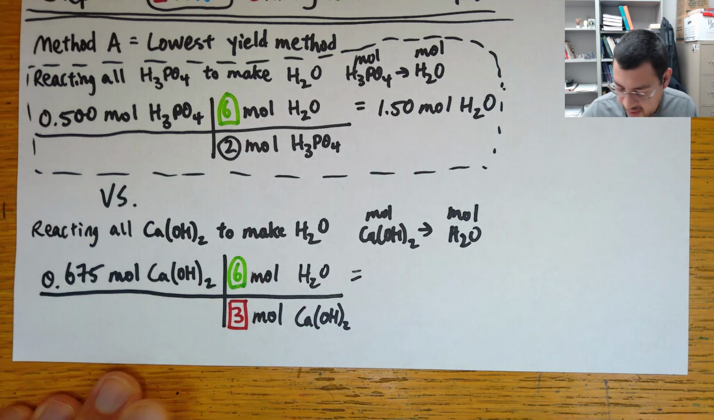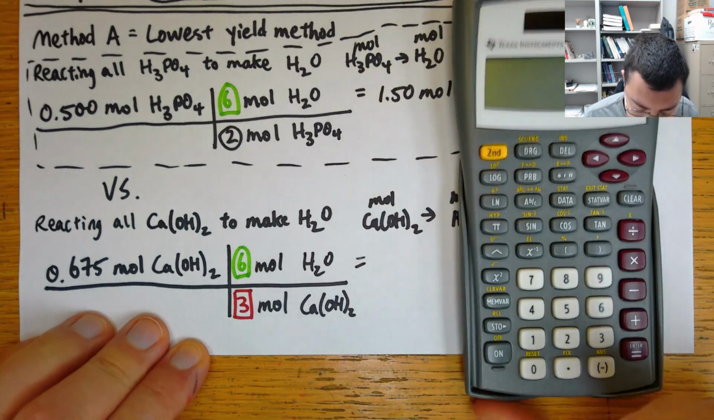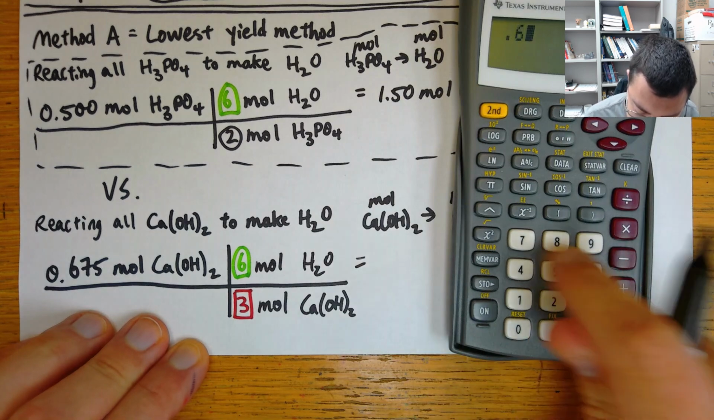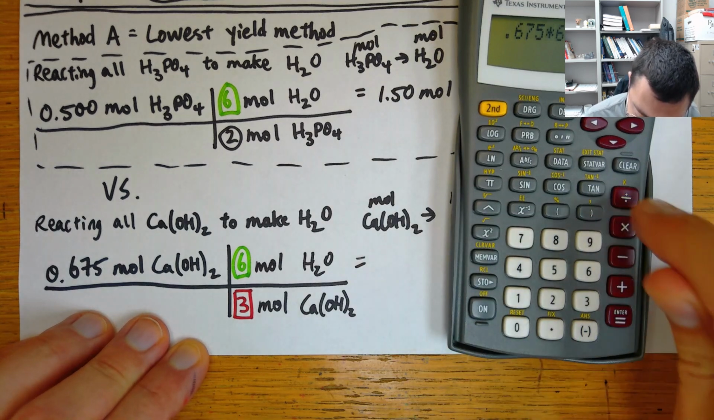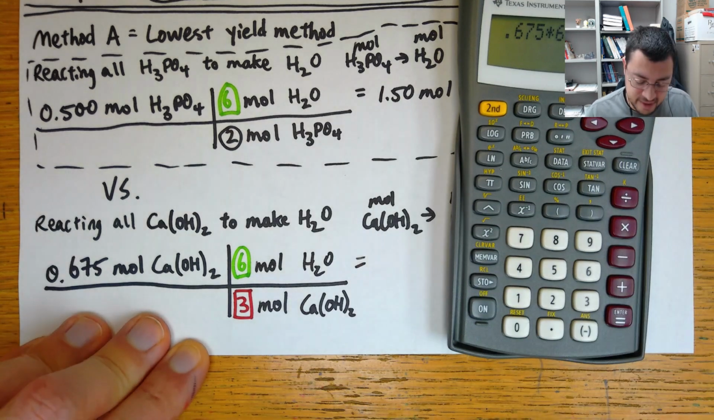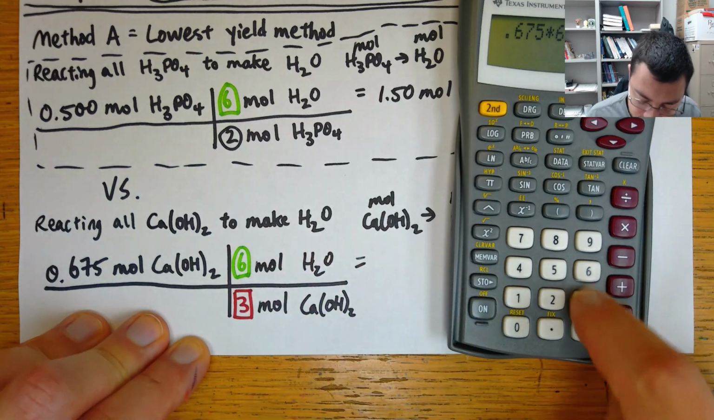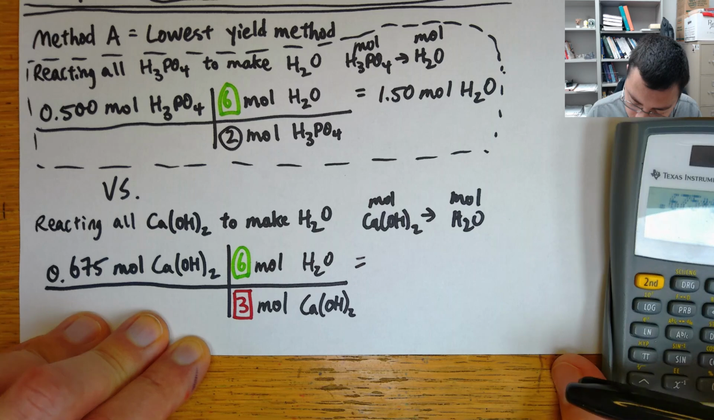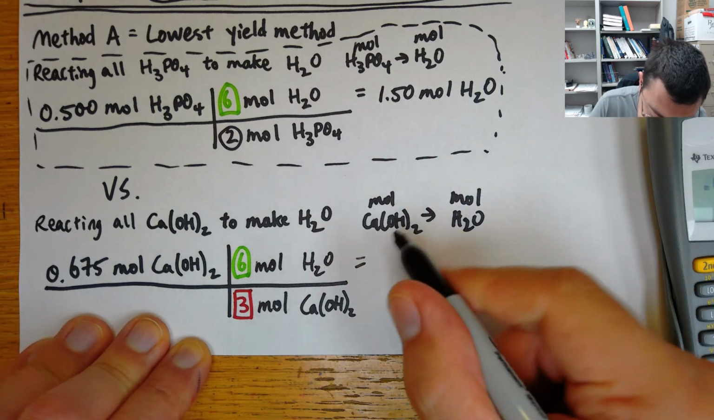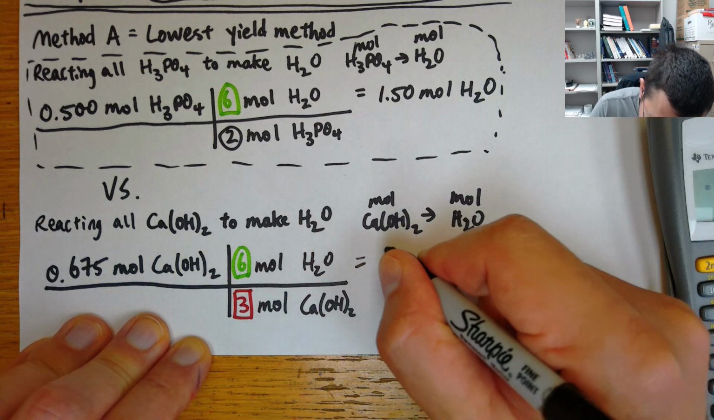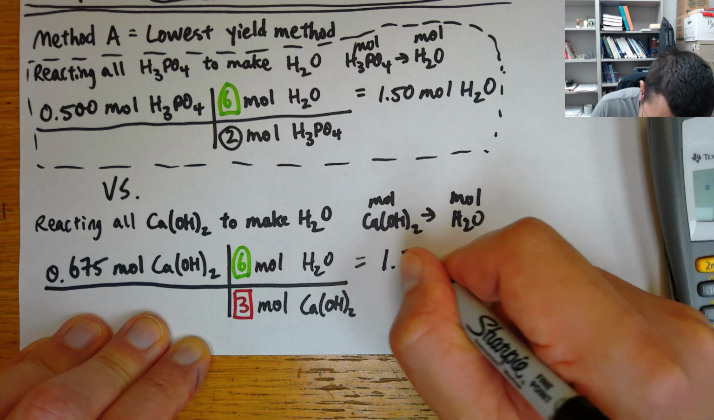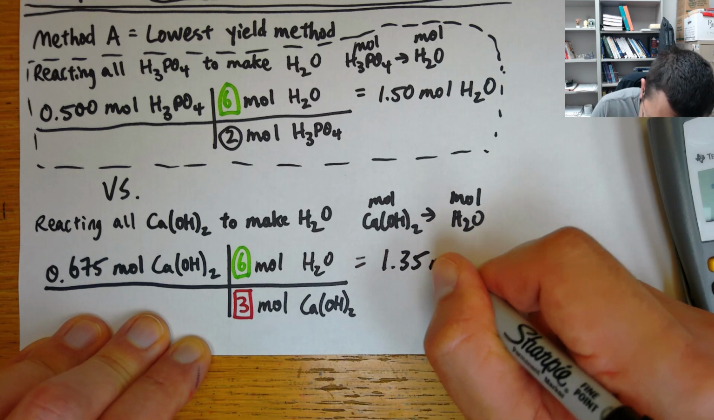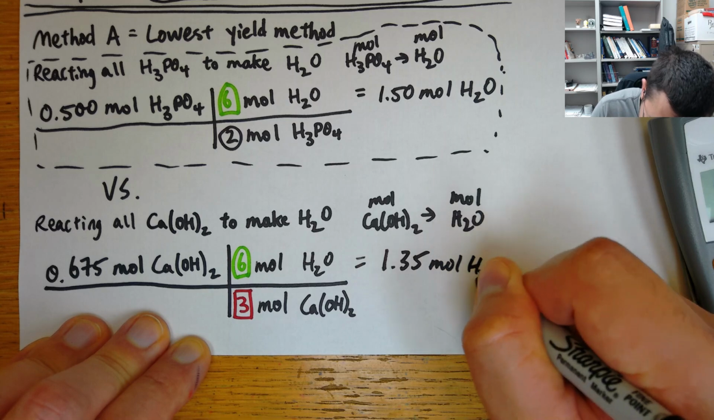So 6 over 3, that's basically just going to be a 2, right? But 0.675. I feel more mentally complete when I type things in as written in my notes. 1.35 moles of H2O.